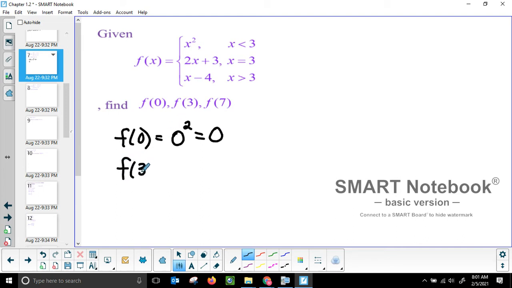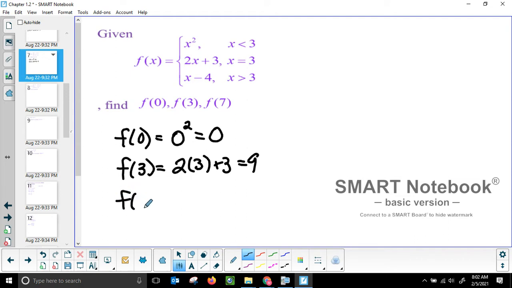I move on to f of 3. Again, check my conditions. Is 3 less than 3? No, it is not. Go to my next one. Is 3 equal to 3? Yes, it is. So I'm plugging 3 into this second piece here. So we have 2 times 3 plus 3, that's 6 plus 3, which is 9.